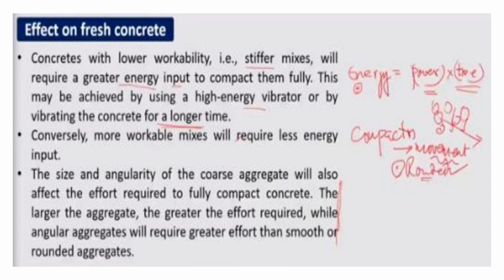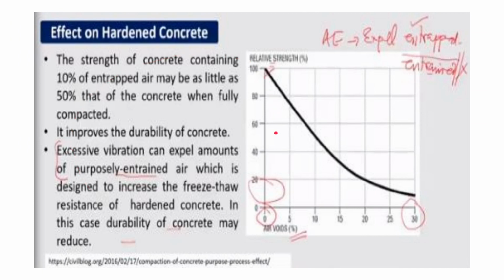The size and angularity of the coarse aggregate will also affect the effort required to fully compact concrete. The larger the aggregate, the greater the effort required, while angular aggregates will require greater effort than smooth or rounded aggregates. So bigger and angular aggregate will also require more energy as compared to smooth and rounded aggregates. Now let us see the effect of compaction on hardened concrete.